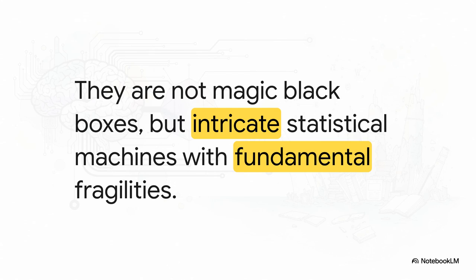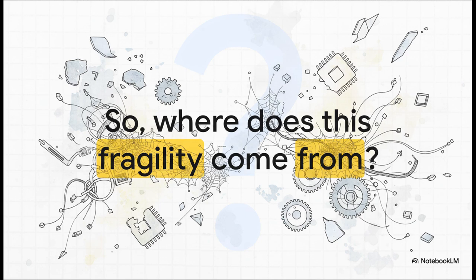So, if there's one thing to really take away from this, it's this. These things are not magic black boxes. They are intricate, complicated statistical machines. And just like any machine, they can break, they have failure points. The big difference here is that their fragilities are fundamental to their very design, which makes them incredibly tricky to patch up. And that leaves us with the big question that we're going to carry into our next module. So, where does this fragility actually come from? What is it about their design that makes them so powerful, but at the same time, so incredibly brittle? Well, that is exactly what we are going to start unpacking next time.